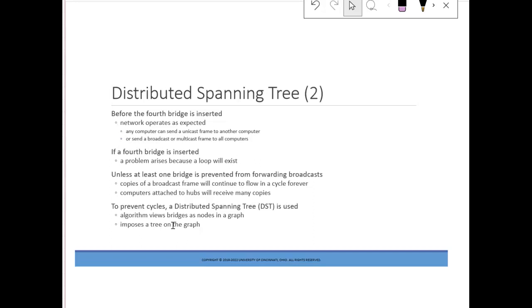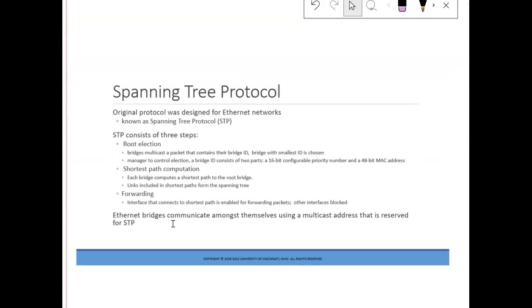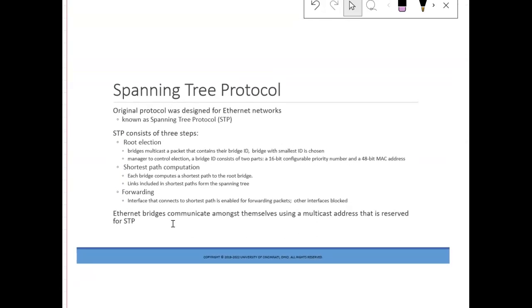To prevent packets from cycling through the network, a distributed spanning tree protocol is used. In a DST, the algorithm views bridges as nodes in a graph and imposes a tree on the graph. A tree is a graph that does not contain cycles or loops. The original protocol, developed by DEC in 1985, was designed for Ethernet networks and is known as Spanning Tree Protocol, STP.